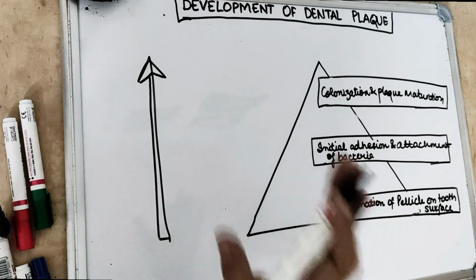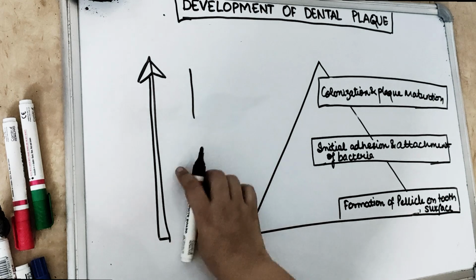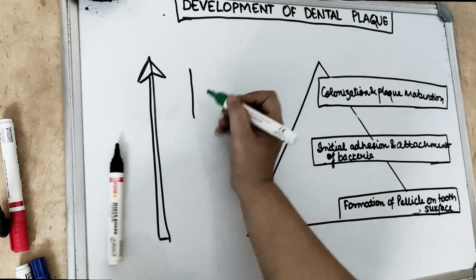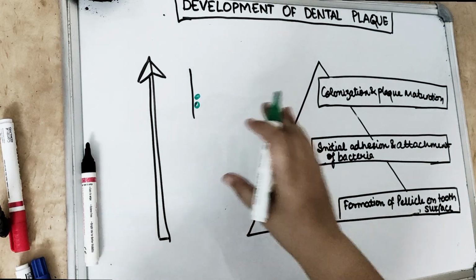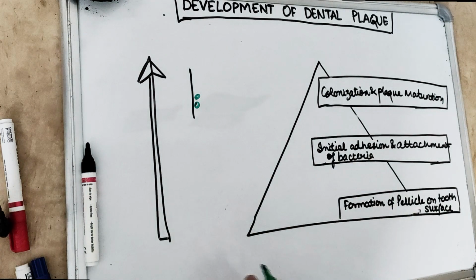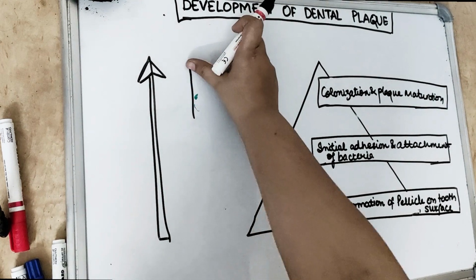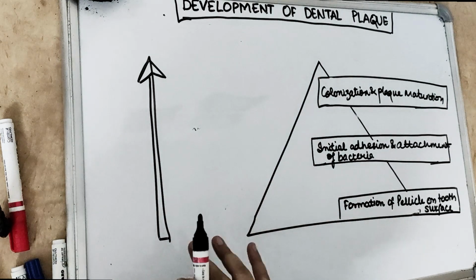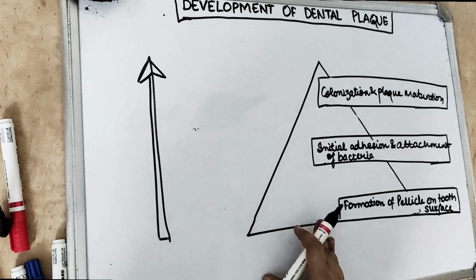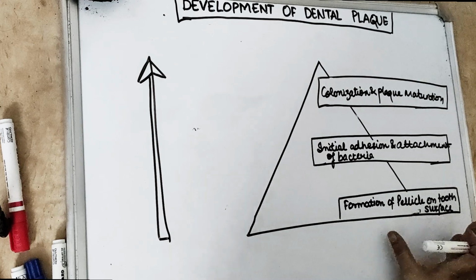Talking about the development of the plaque, it is not like, if this is the tooth surface, that bacteria just come and attach to the tooth surface. So this is the whole process. As I've told you, this is the building up of an empire. So plaque accumulation or plaque formation is a long process, and we are going to study this whole empire in today's video. So the first thing is the formation of pellicle onto the tooth surface.